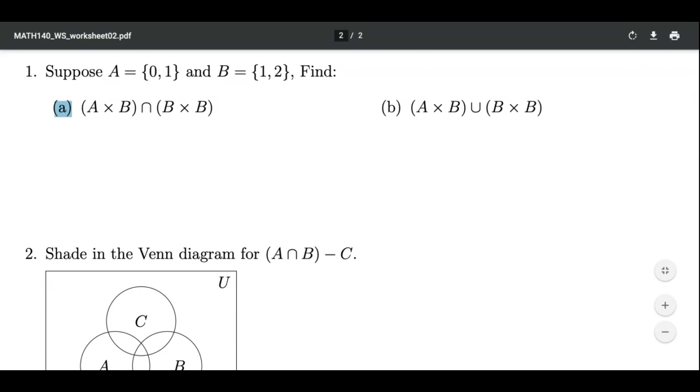Now let's try to do the union of A cross B, union with B cross B. (0,1), (0,2), (1,1), (1,2), (2,1), (2,2). Yeah, I agree with Xiaoming's. (0,1), (0,2), (1,1), (1,2), (2,1), (2,2). Okay.